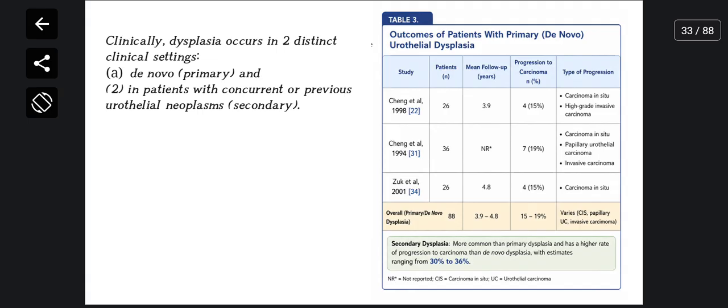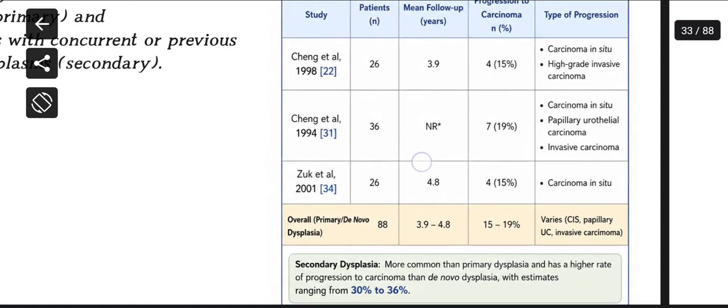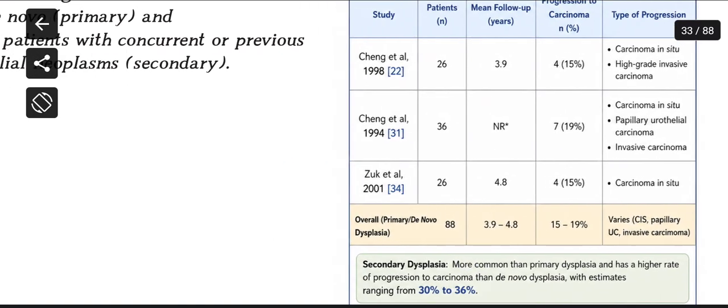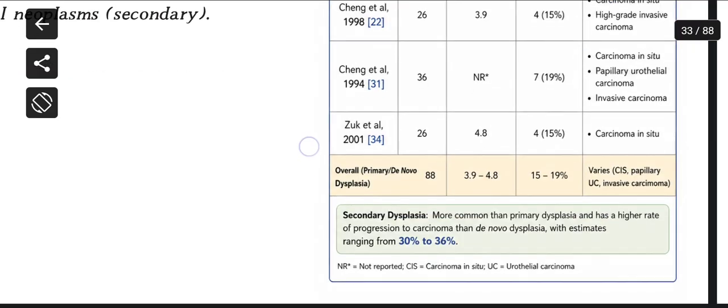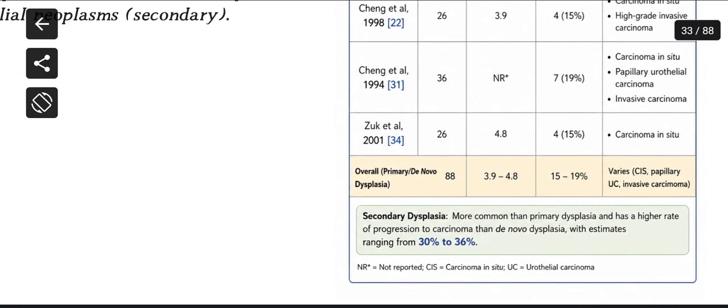The study shows that de novo dysplasia becoming CIS or urothelial carcinoma is just 15 to 20%, whereas with secondary dysplasia, the percentage progressing into carcinoma is 30 to 36%.